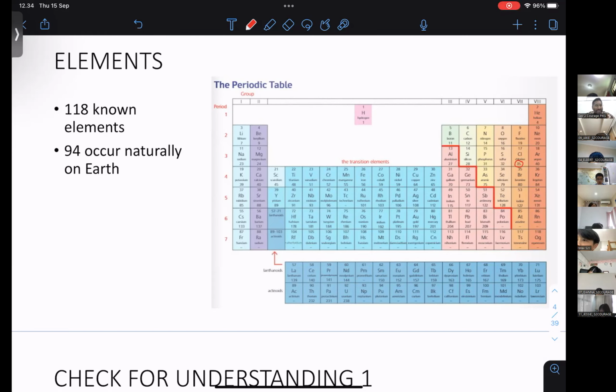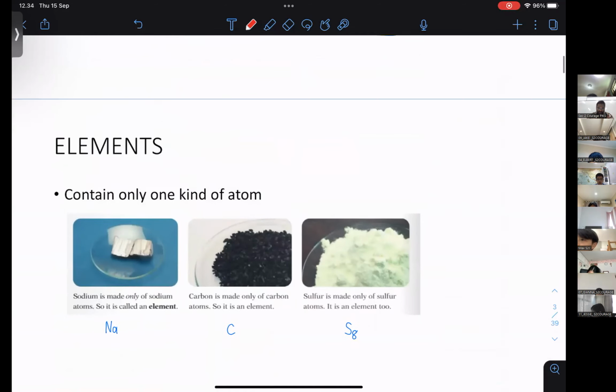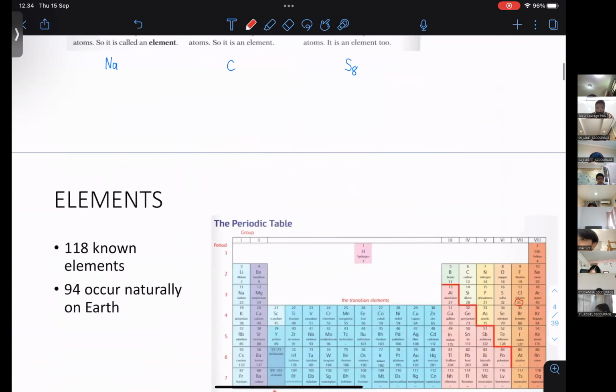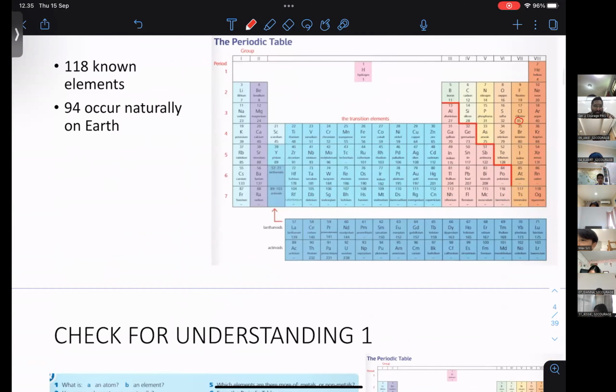If you continue on that, elements contain the same kind of atom. We have 118 known elements, and 94 of them are naturally occurring on Earth. There are certain elements, in this case 18 plus 6, that is 24 elements, that do not occur naturally. They must be synthetically made. But we just need to know 118.